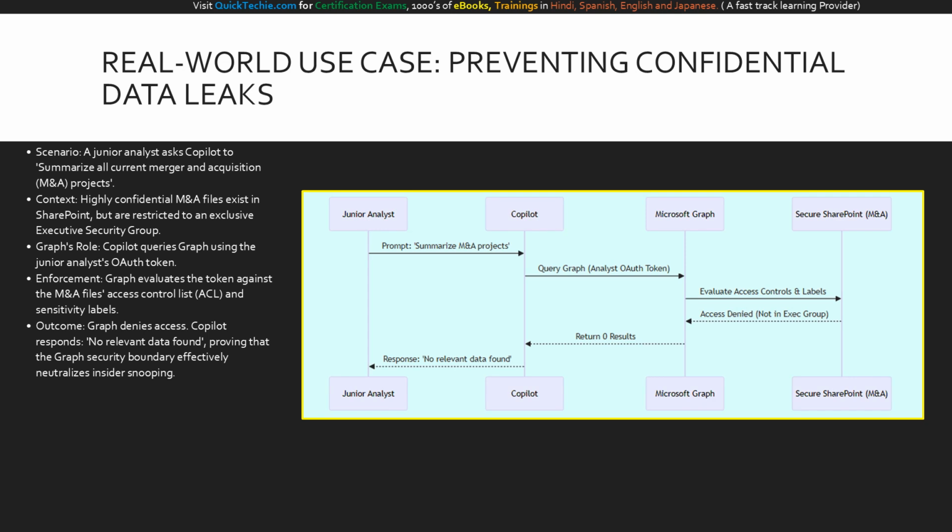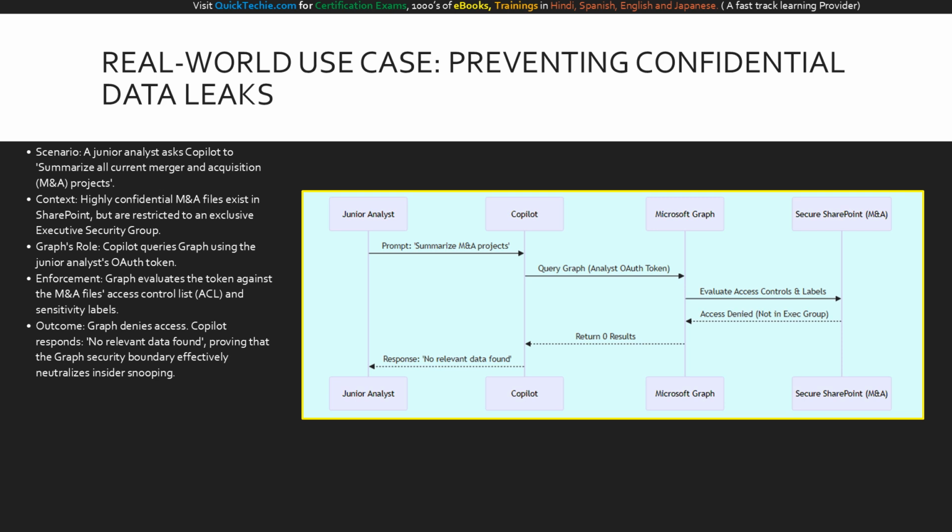Let's bring this all together with a highly important, real-world use case: preventing confidential data leaks. Imagine your company is planning a secret merger, and all files are stored in a restricted SharePoint site accessible only to the executive security group. A curious junior analyst opens Copilot and types, "Summarize all current M&A projects."